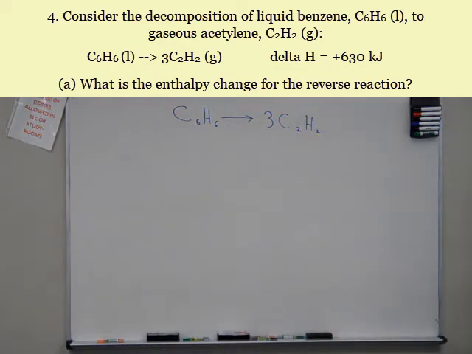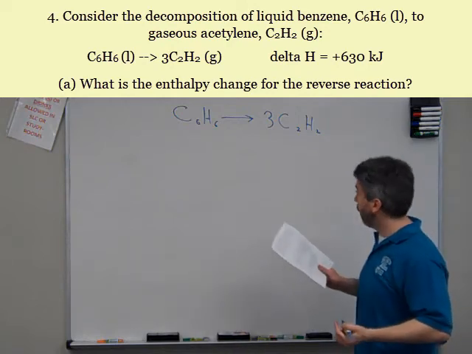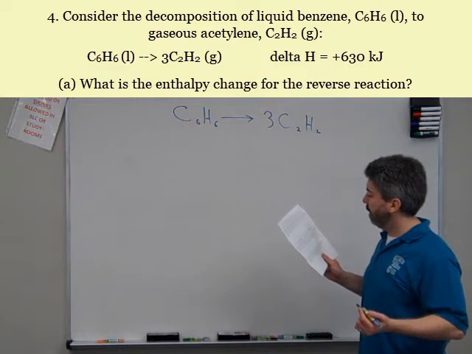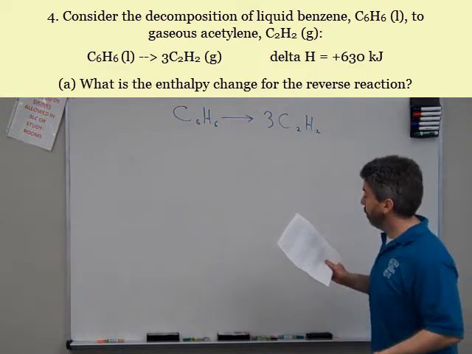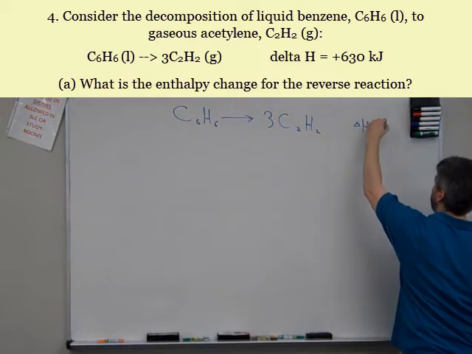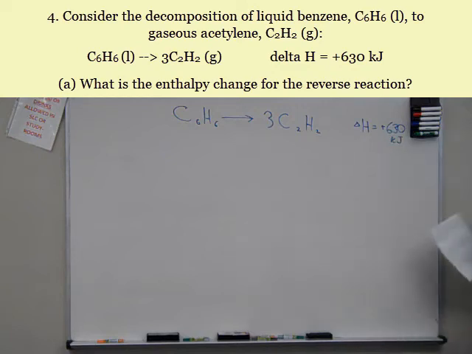So here is the deal. Yes, there's always a deal. I need to stop saying that. Basically, what we're dealing with here is it wants to know what is the enthalpy for the reverse reaction. It actually tells us the enthalpy of the forward reaction. The enthalpy of the forward reaction is positive 630 kilojoules. So the enthalpy of the reverse reaction would be? Negative 630? Exactly, exactly.